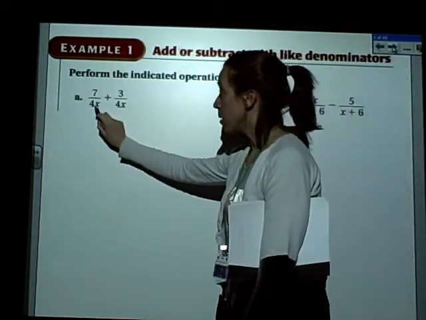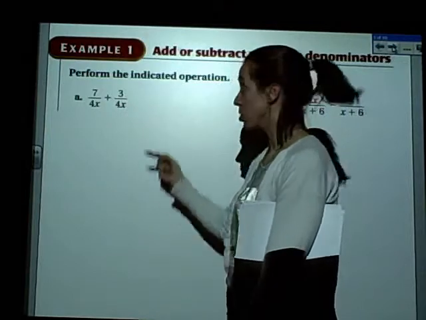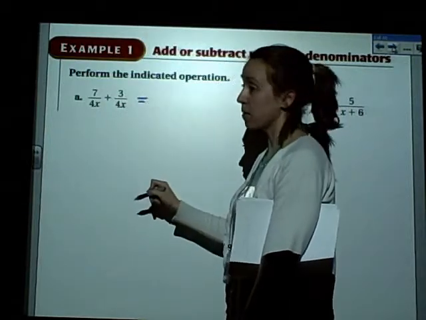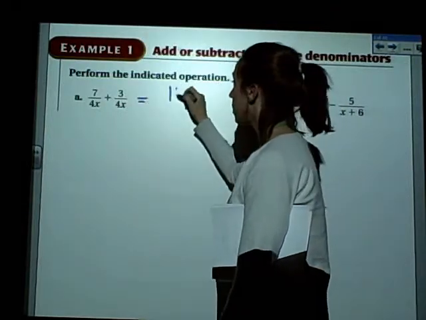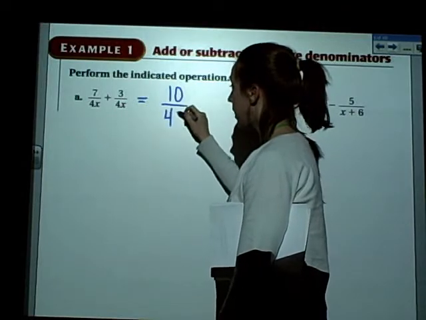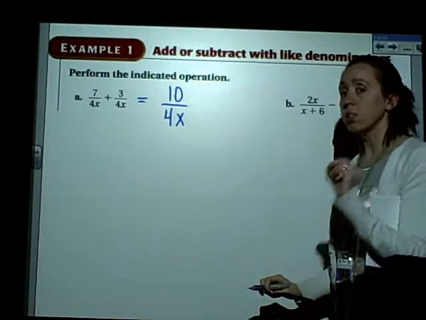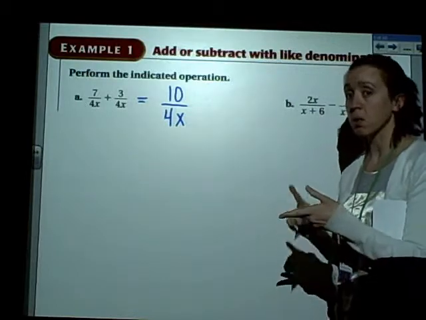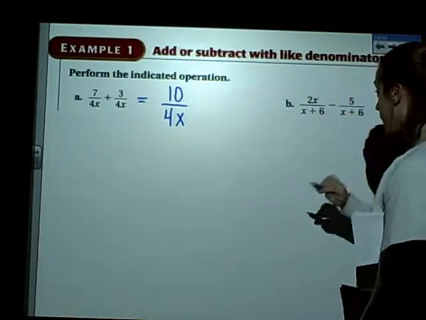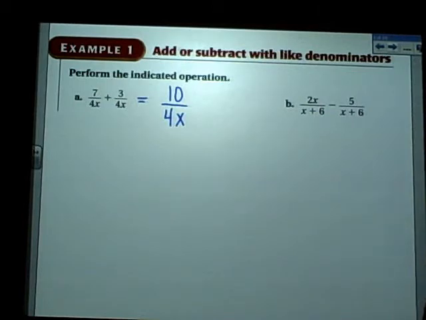So for this one, my denominators match, so I'm just going to add the numerators. 7 plus 3, definitely 10. And I keep the same denominator. I don't do anything there. You only change the denominator with multiplication or division. So I'm done. Yay.